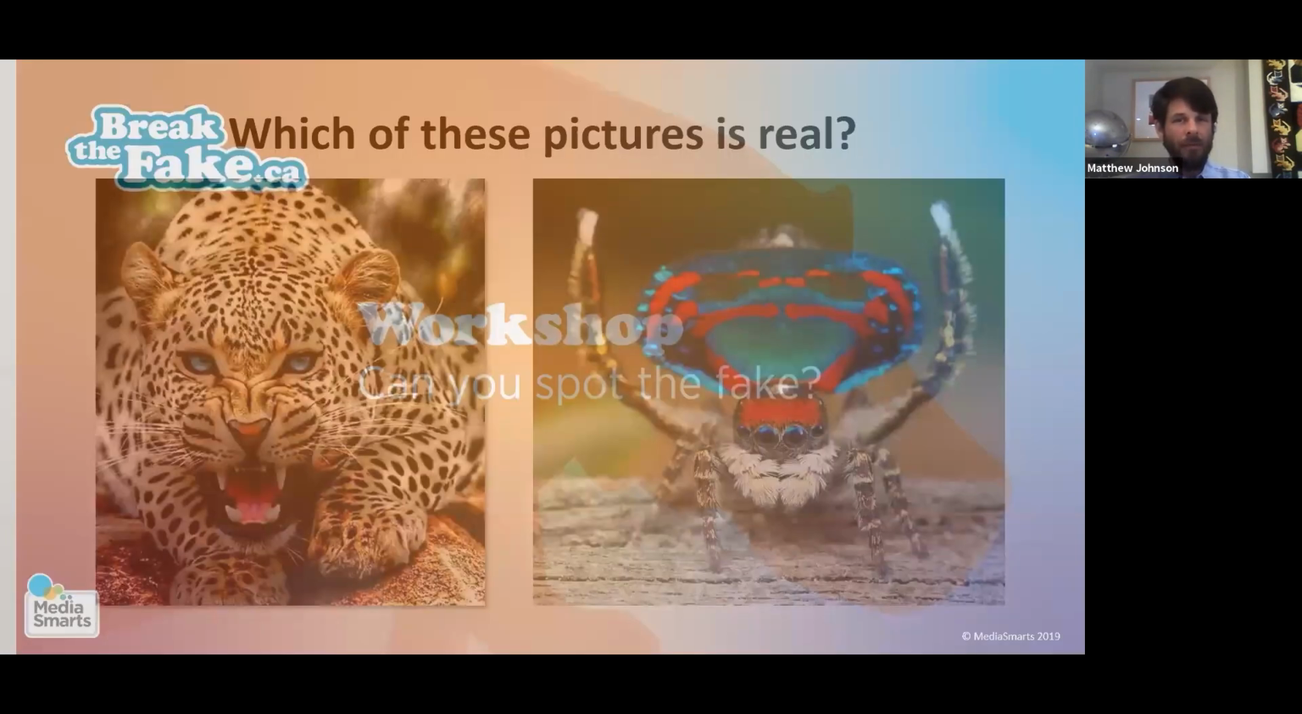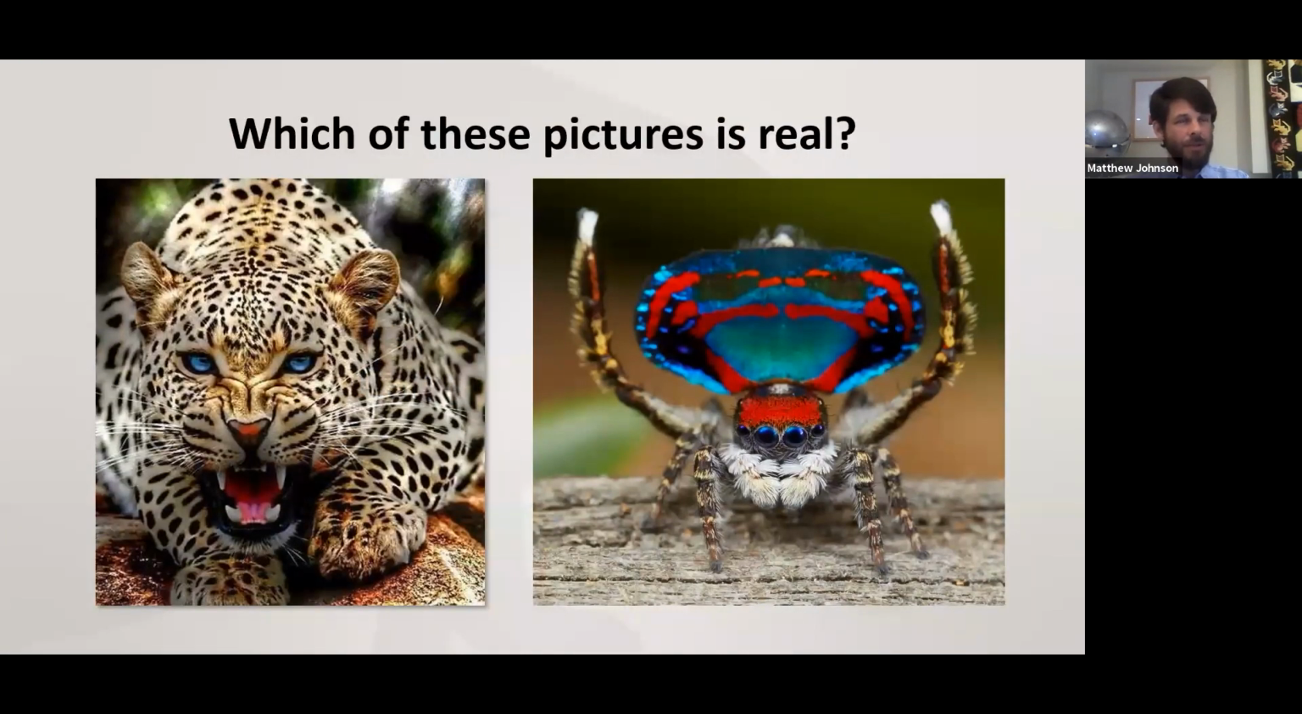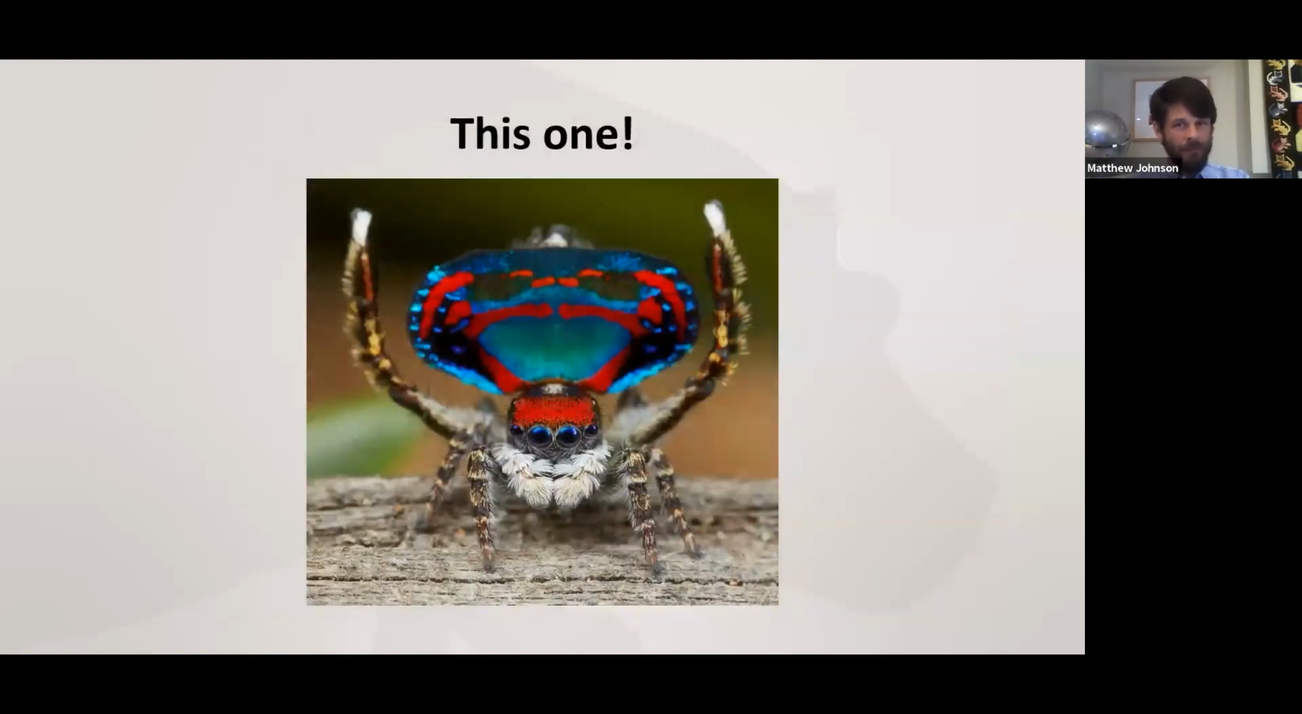So to start off, which of these pictures do you think is real? It's that one. That's a peacock spider. Very brightly colored, beautiful spider, entirely real. The other one is a picture of a jaguar whose eyes have been recolored.